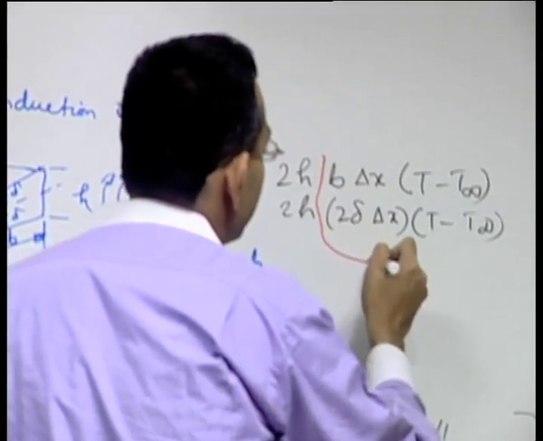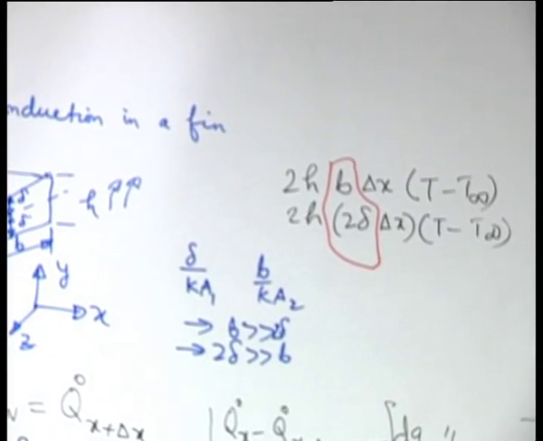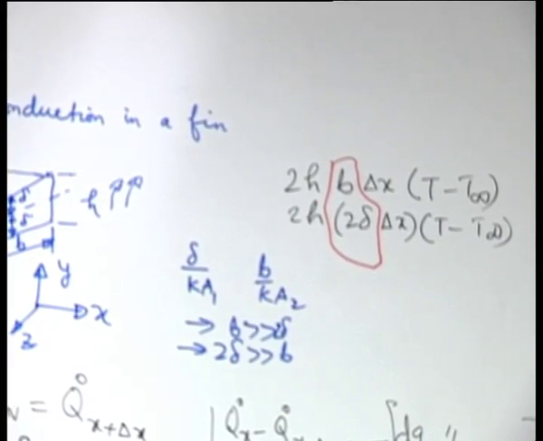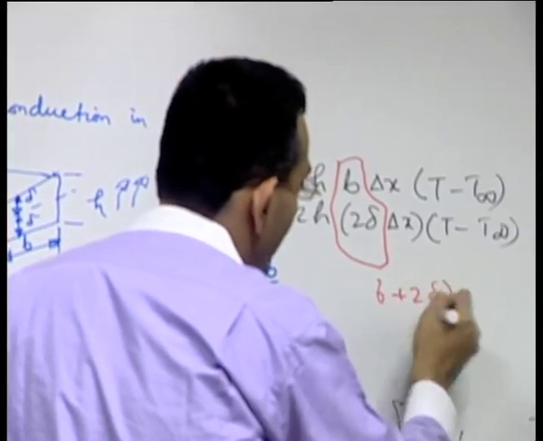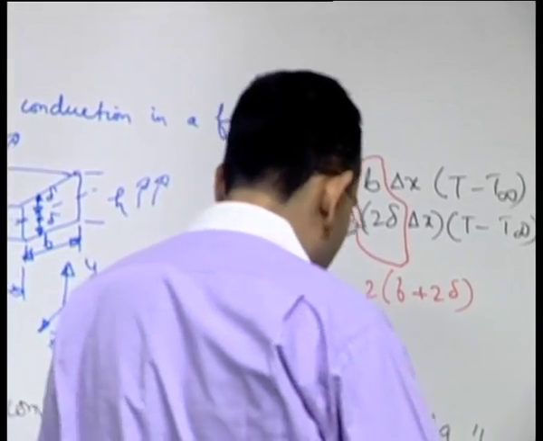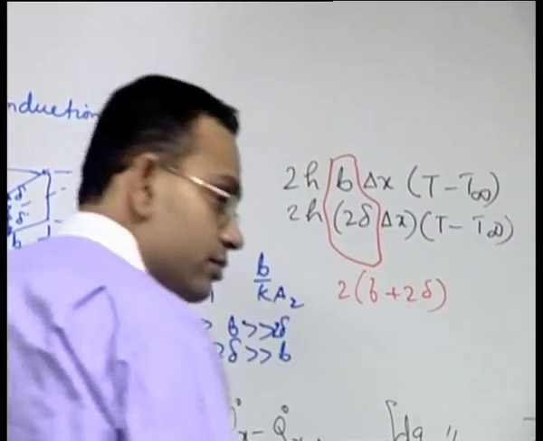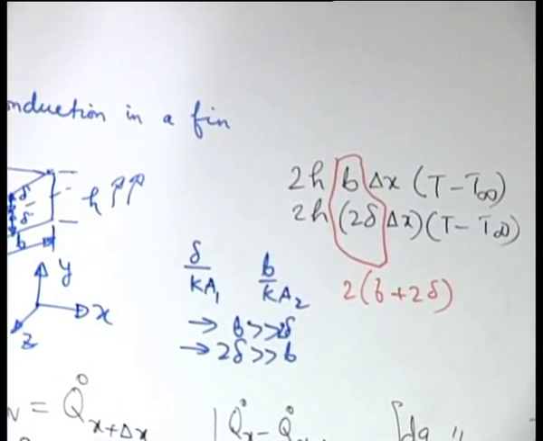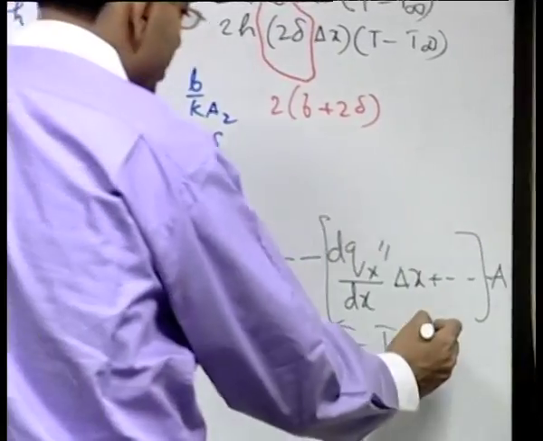then 2h delta x into T minus T infinity will be common, and you have B plus 2 delta. B plus 2 delta times 2 is what? It is the perimeter of the cross section of the fin. So delta Q convection is nothing but the perimeter of the cross section of the fin, which we call P, into h into T minus T infinity, where P is equal to 2 into B plus 2 delta, into delta x.